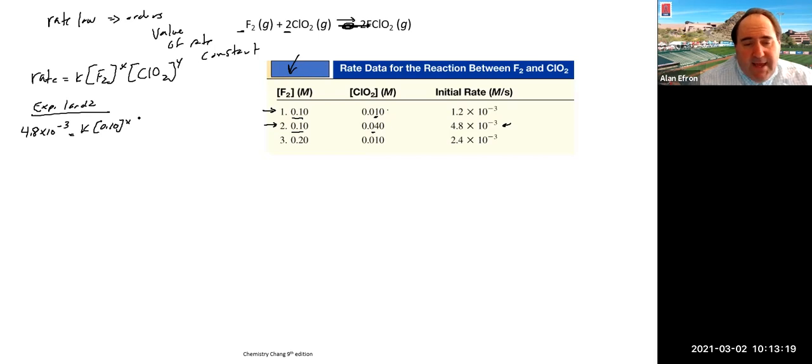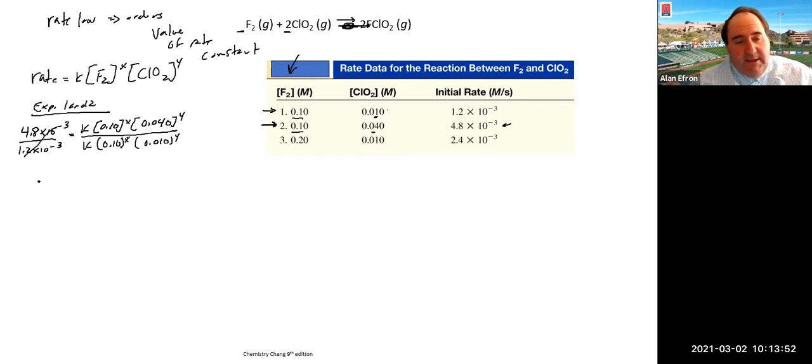0.1 to the X and 0.04 to the Y. Again, all that information I just wrote came from the second entry in the table. We're going to divide it by everything in number 1's entry, 1.2 times 10 to the minus 3, K, 0.10 to the X, and 0.01 to the Y in this case. We do a little division there. That's going to give us 4, I believe.